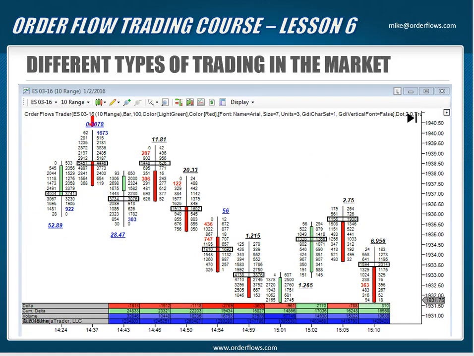You've seen this chart a lot in the earlier lessons, but it's a perfect example. This is the S&P at 1940. We worked our way up and hit the high. You got big stopping volume up here, 1,600 lots traded at 1940. The market couldn't get past it. There's obviously somebody with big supply there.